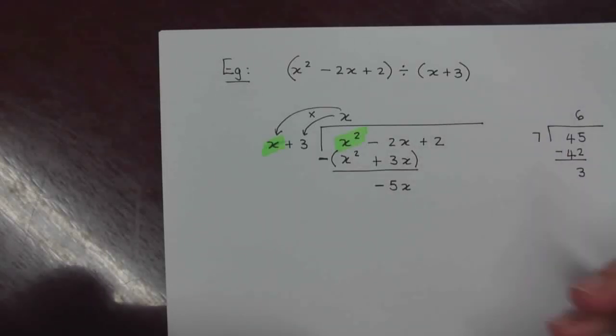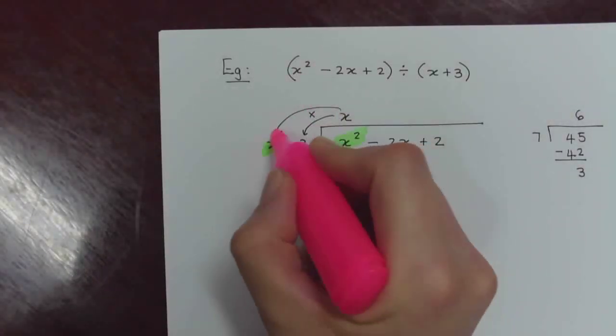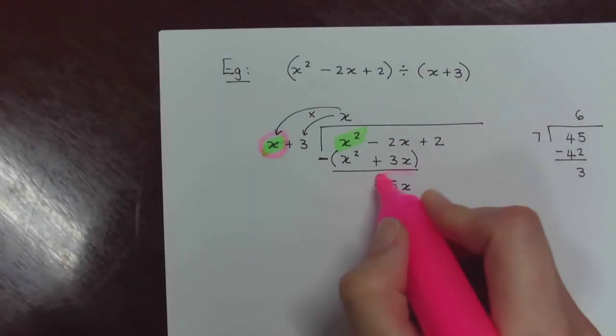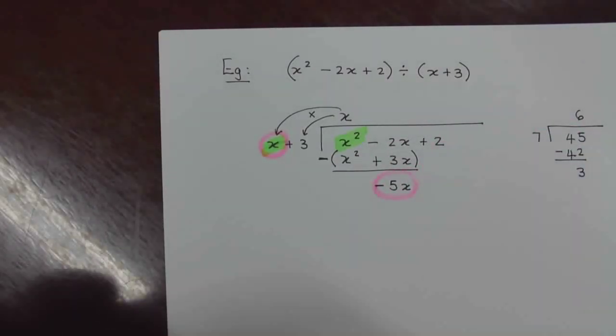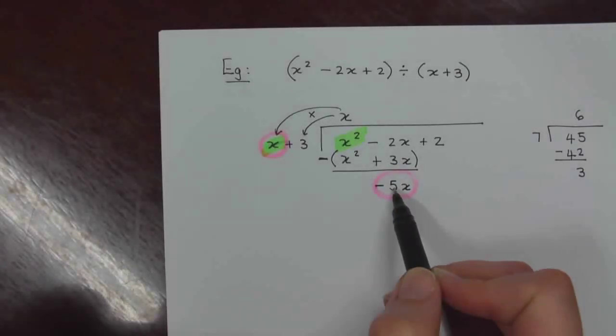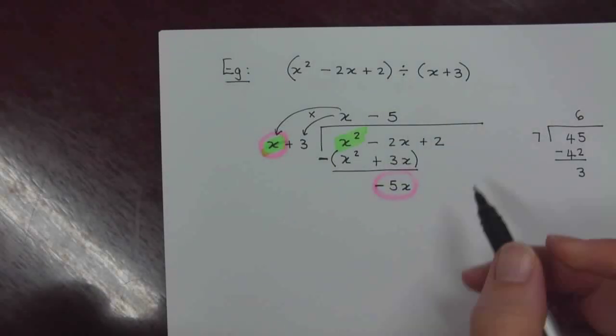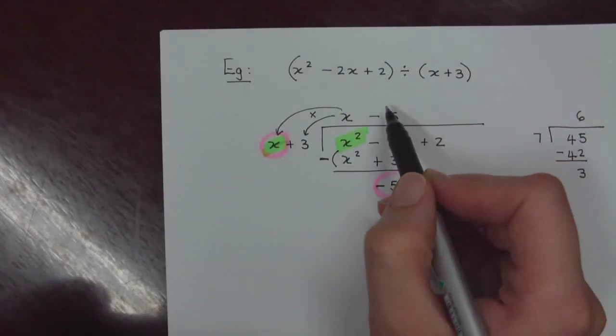So now what we're going to do is we're again going to just look at these two. I'm again going to look at the x, and I'm going to look at that minus 5x. And I'm going to ask myself, how many times does x go into minus 5x? And I'm going to put it up here, minus 5 times. And then you say, again, multiply.